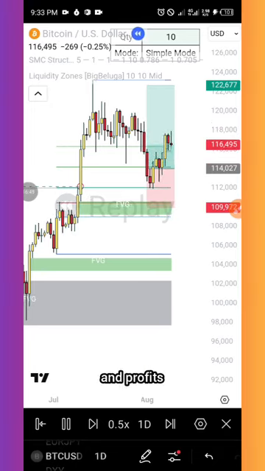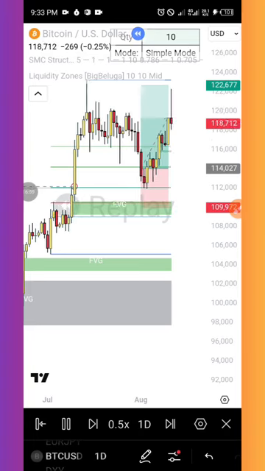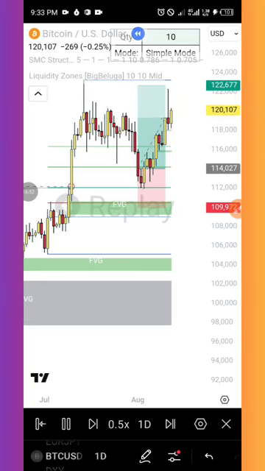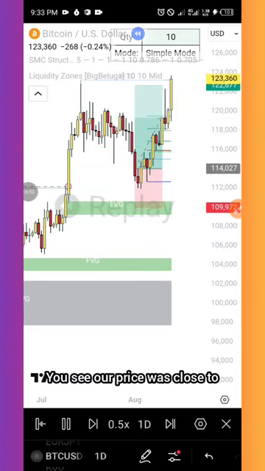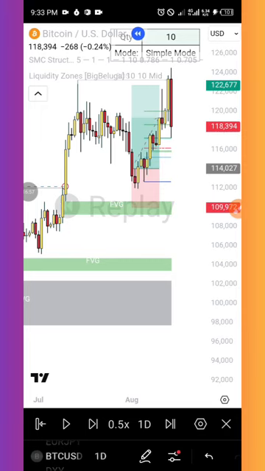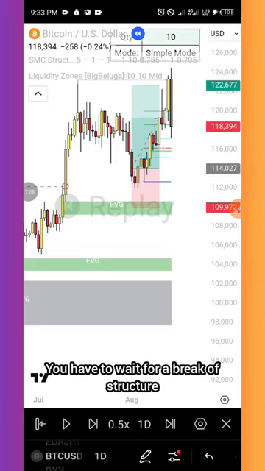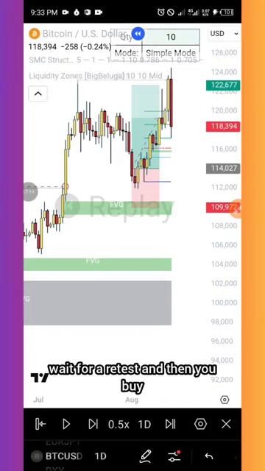Okay, we're in profit. We're in profit. And bam. You see our price was close to it, and boom, we hit our TP. So this is basically how to take your trades, how to analyze, and how to trade break of structure. You have to wait for a break of structure, wait for a retest, and then you buy.